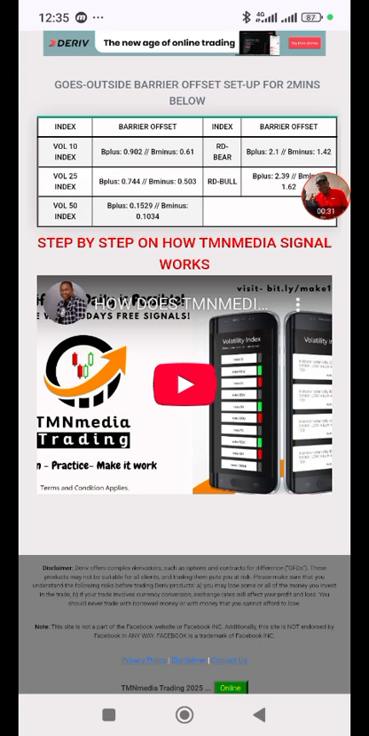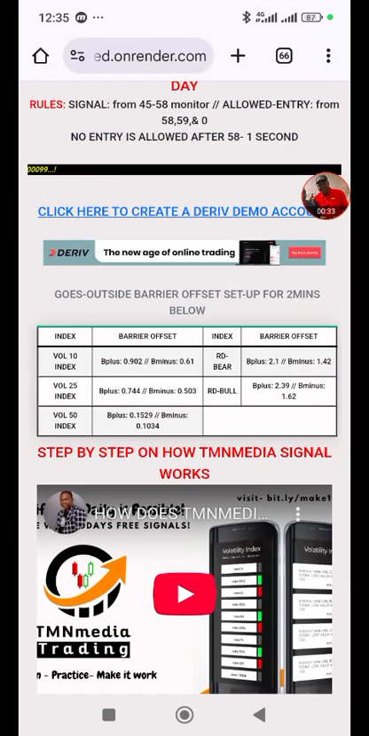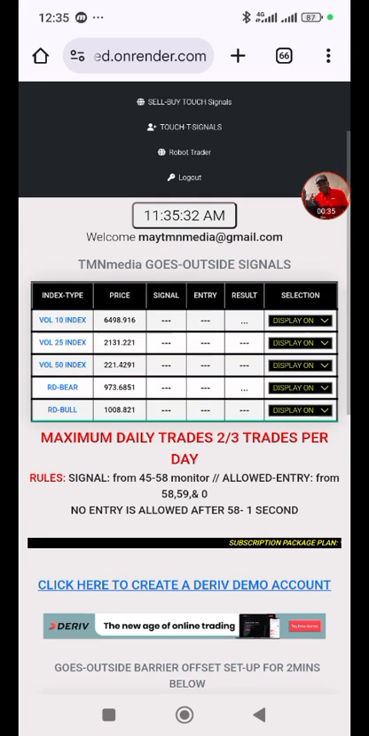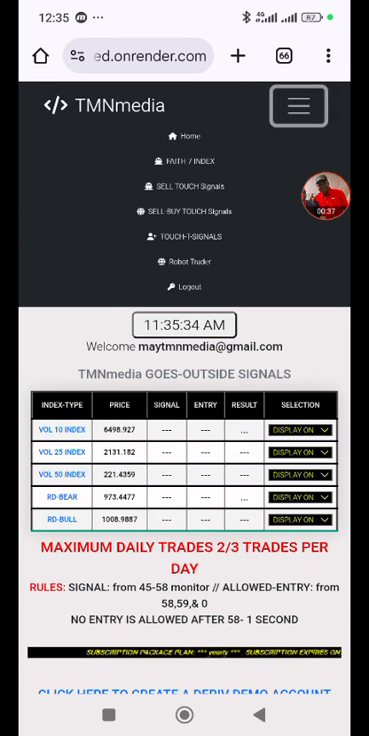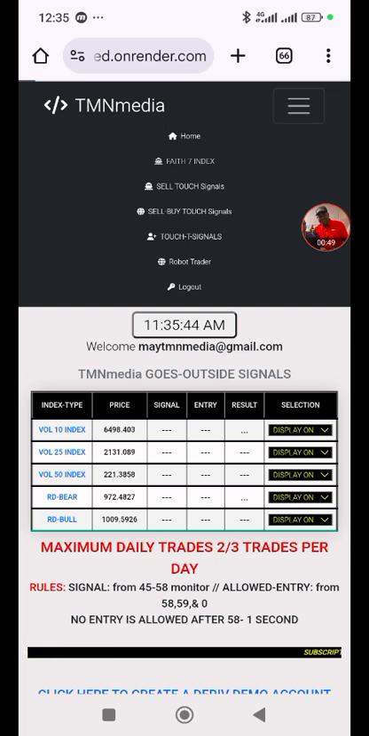There's a video guide on how it works. It's for goes outside. Then the one that says Fate here, Fate 7 index. The home page is goes outside. This Fate 7 index is also goes outside.